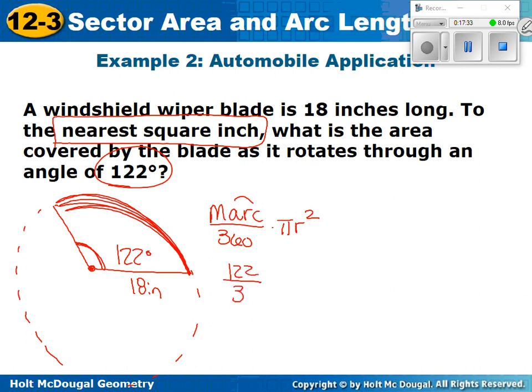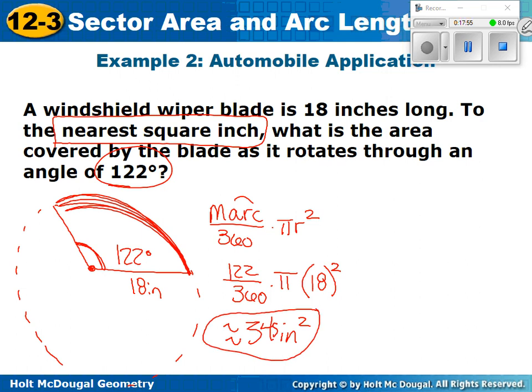122 over 360 times pi. What was the radius? 18, and square it. In this one, since it says to the nearest square inch, you didn't have to leave it in terms of pi. Plug it all in. What did you get to the nearest square inch? 345 inches squared. Missed my 5 there. 345 inches squared. Questions on area of a sector?